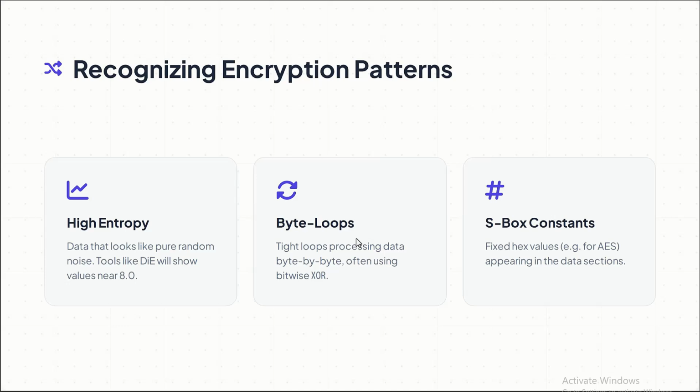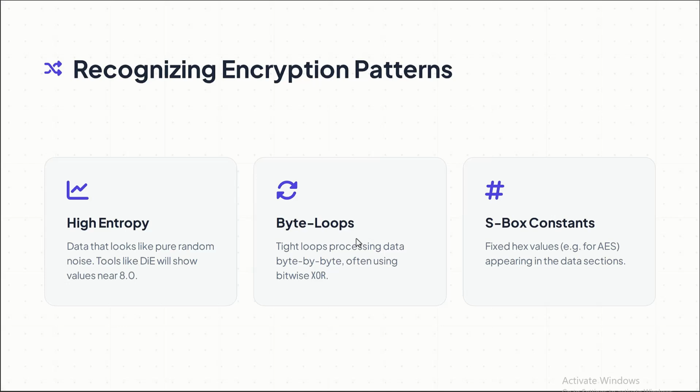Well, regarding recognizing encryption patterns, there are some indications that you can use. One of them is high entropy: data that looks purely random, like noise. And tools, as I mentioned, like Detect It Easy, DIE, will show a value near 8.0.